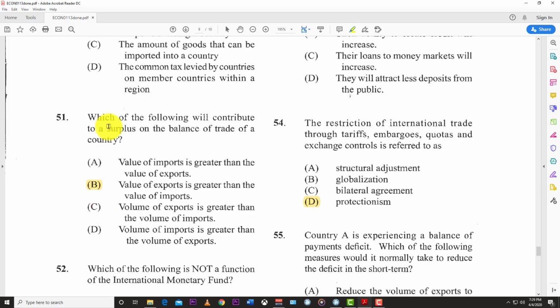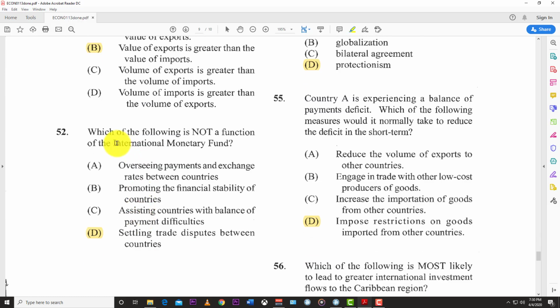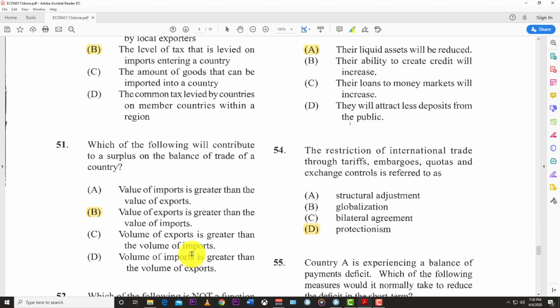51. Which of the following will contribute to the surplus of the balance of trade of a country? Surplus, and the best answer here is the value of exports is greater than the value of imports. All right. 52. Which of the following is not a function of the International Monetary Fund, IMF? And the best answer here is D, settling trade disputes between countries. That's what the WTO is there for.